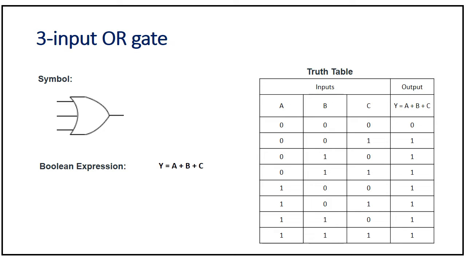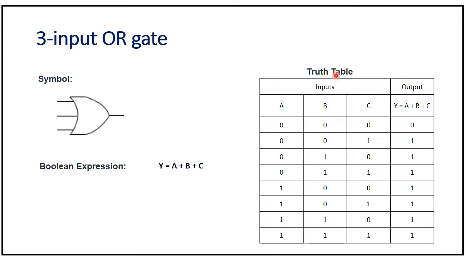3 input OR gate. When you say 3 input OR gate, it has 3 inputs and 1 output. This is symbol of OR gate. It has 3 inputs: A, B and C, and 1 output, Y. Boolean expression of 3 input OR gate: Y is equal to A plus B plus C. So we can say this is addition of 3 inputs. So OR gate performs addition of 3 inputs.